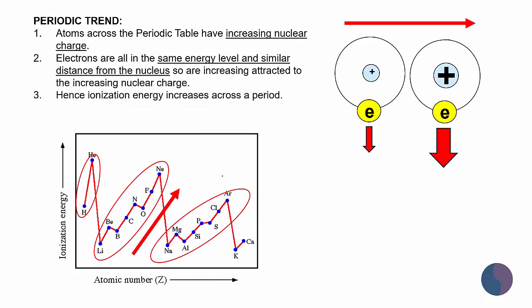So the periodic trend is a little simpler. The general trend is it's getting harder and harder. That's because they're all in the same shell, so they're all the same distance around the nucleus, but the nuclear charge is increasing as you go across the period. And so, of course, it's harder and harder to remove the first electron from an element as you go across. So ionization energy increases across a period.